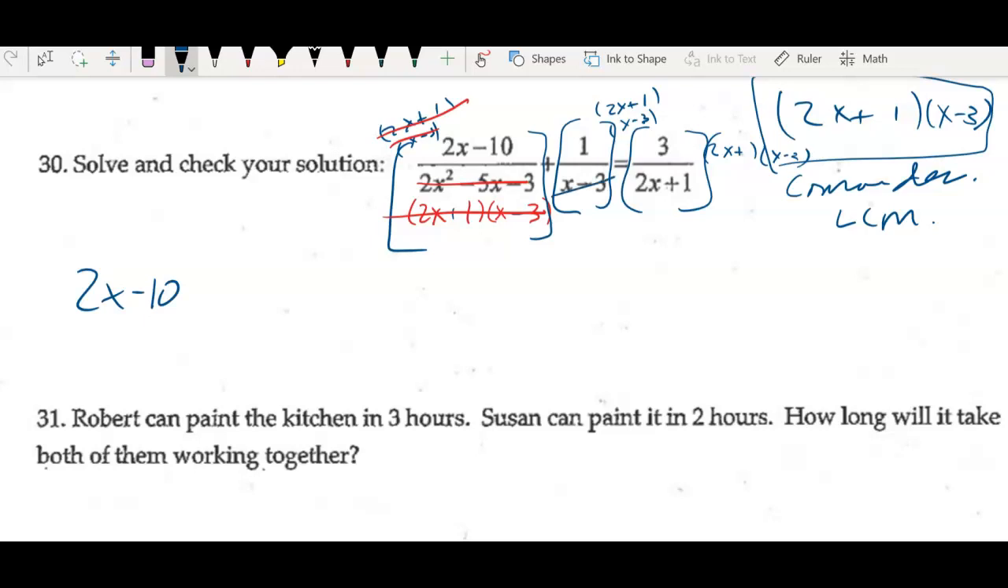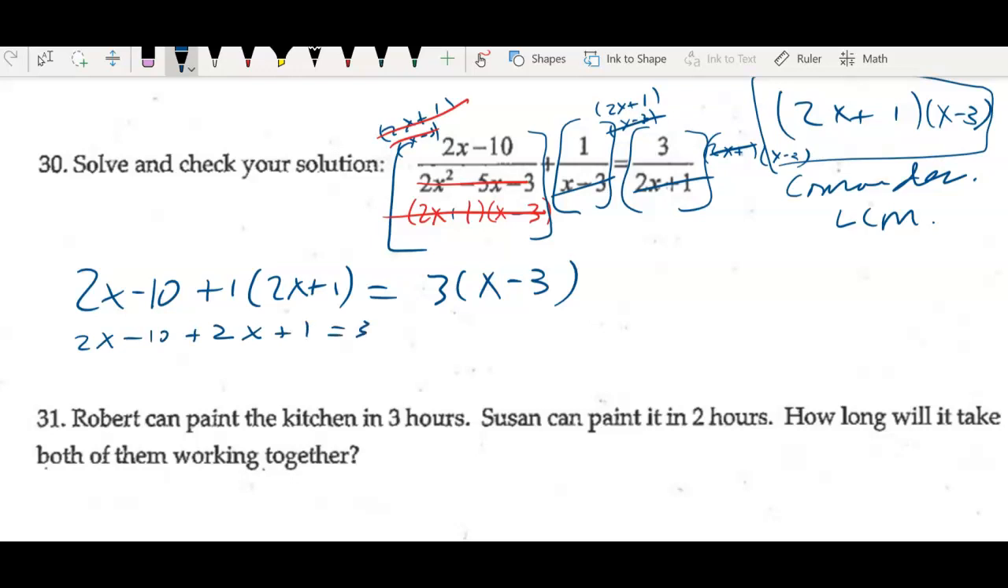What about the second one? The x minus 3's cancel. So I have plus 1 times 2x plus 1 equals, the 2x plus 1's cancel, 3 times x minus 3. So that whole crazy equation simply becomes, let's see, 2x minus 10 plus 2x plus 1 equals 3x minus 9.